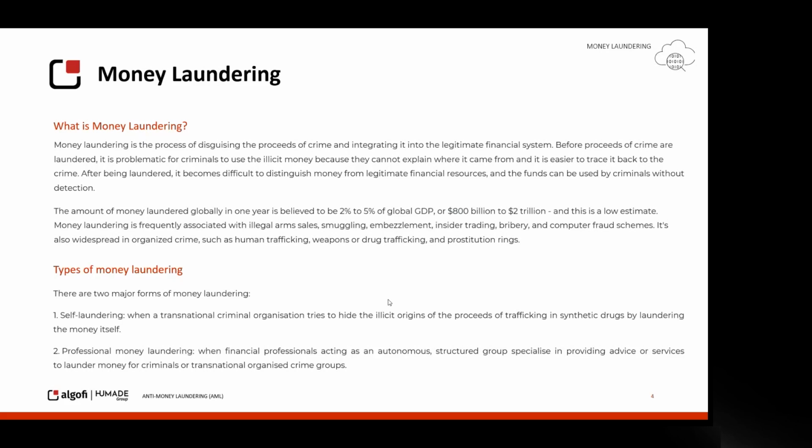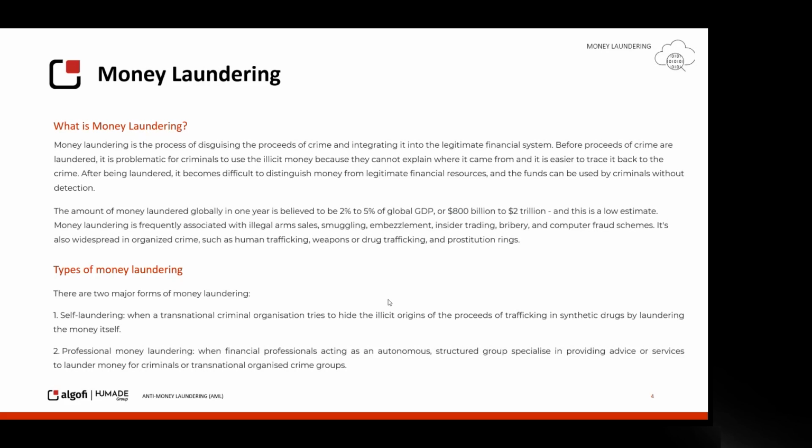Money laundering is frequently associated with illegal arms sales, smuggling, embezzlement, insider trading, bribery, and computer fraud schemes. It's also widespread in organized crimes such as human trafficking, weapons or drug trafficking, and prostitution rings. So this is a high-level explanation of what money laundering is.